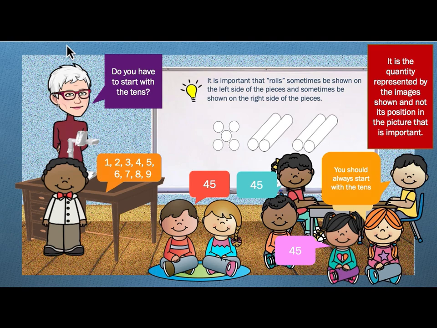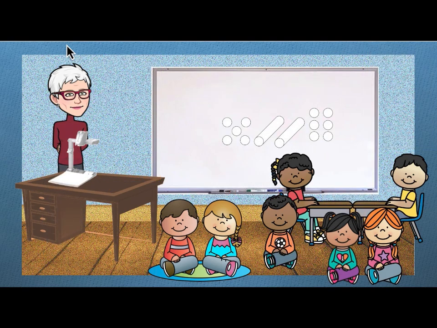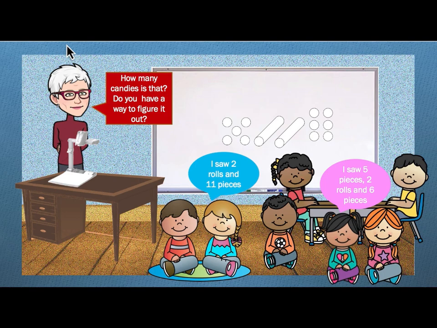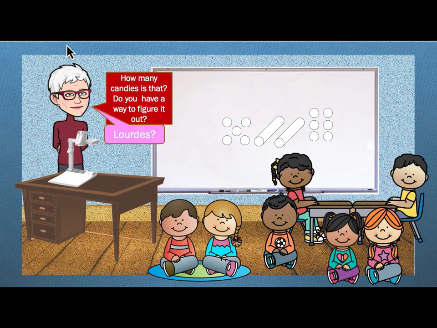Here's an example. The number of candies in this picture is 31, and that is what children are expected to figure out. If a child says, "I saw 2 rolls and 11 pieces," or maybe "I saw 5 pieces, 2 rolls, and 6 more pieces," the teacher should ask, "So how many candies is that? Do you have a way to figure that out?" What do children do to figure this out?